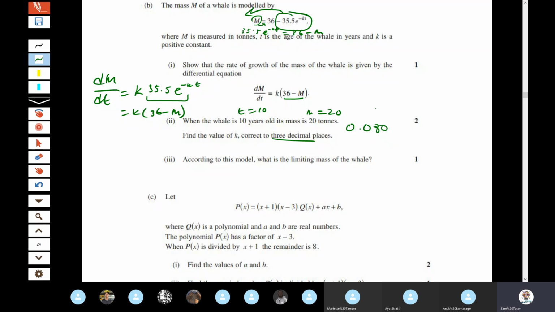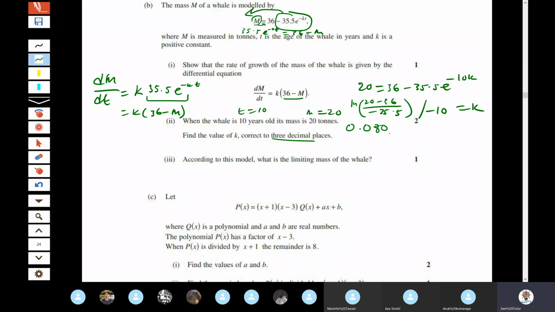Be careful. Otherwise, it should have looked something like this. 20 equals 36 minus 35.5 e negative 10k. You're going to subtract 36. You're going to divide by negative 35.5. You're going to log everything. You're going to divide by negative 10. That should give you the answer for k.